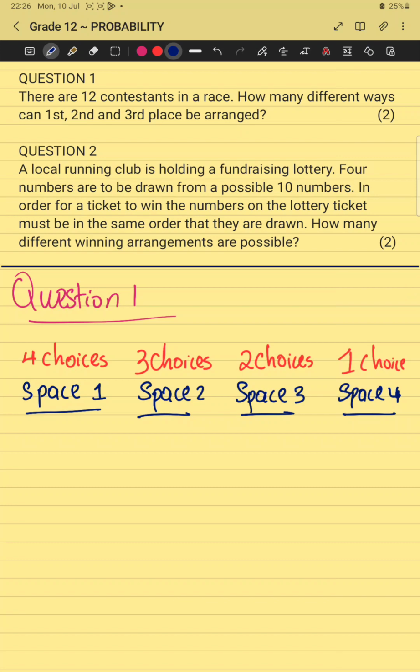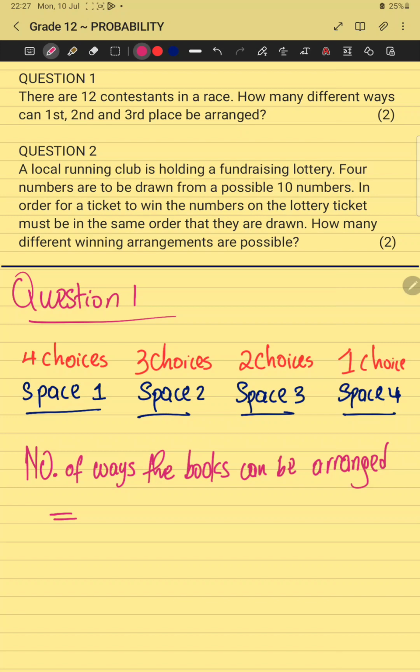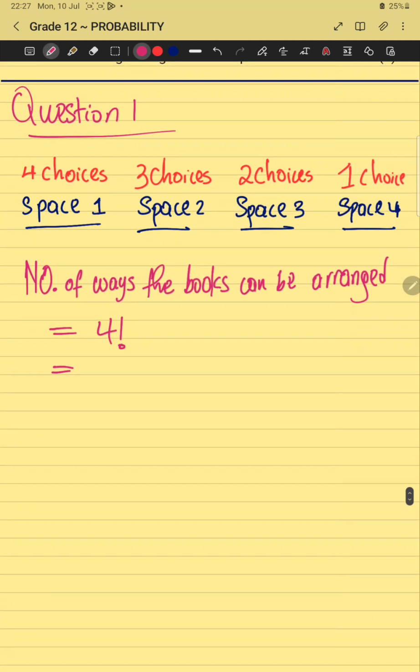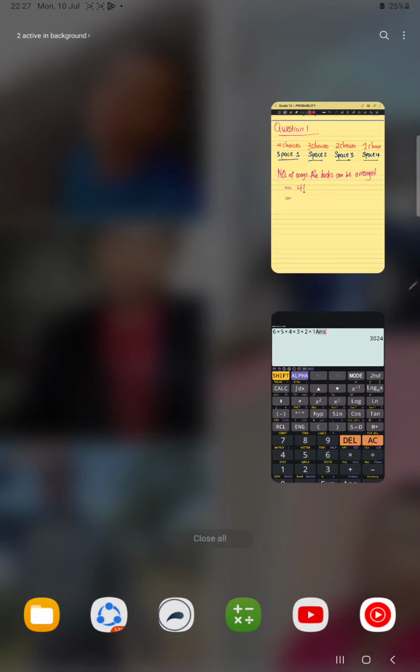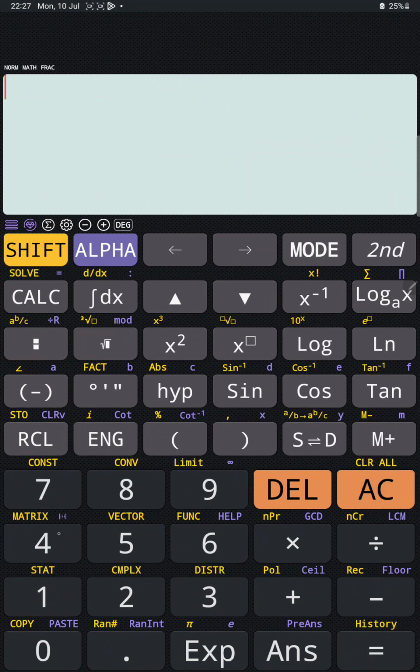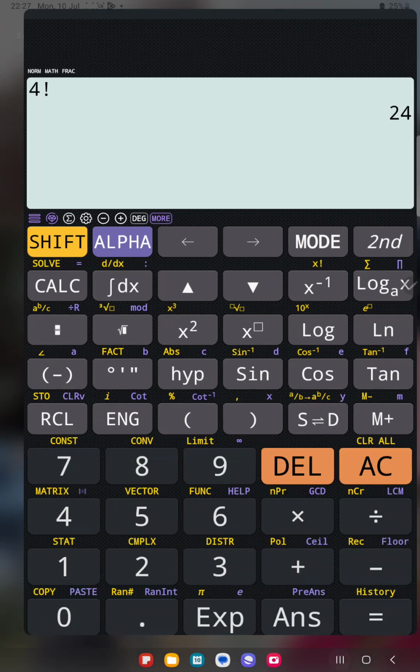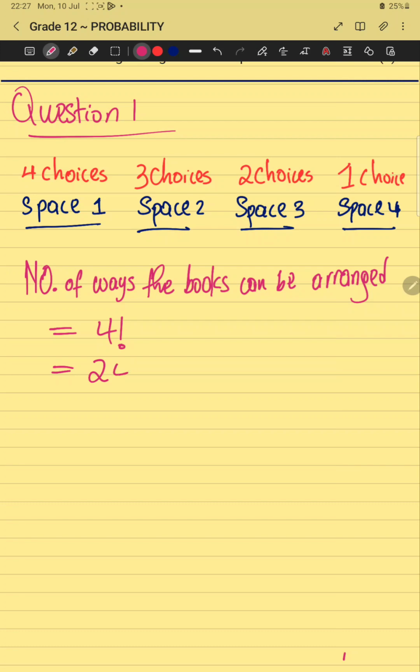All right. So we're going to say here the number of ways the books can be arranged is equal to 4 factorial, because we've got 4 choices and we've got 4 spaces. Then let's work this one out so we can use our calculator. So 4 factorial, you first press the number and shift this button, must be 24. So the answer is 24.